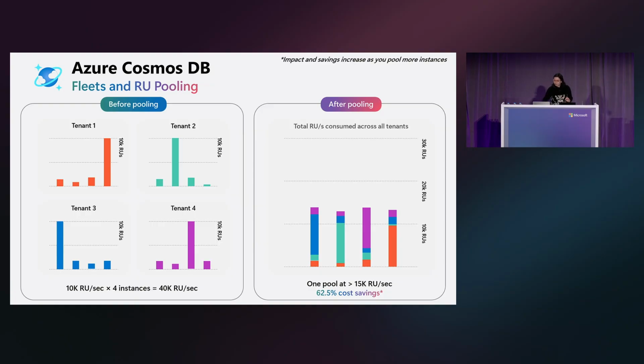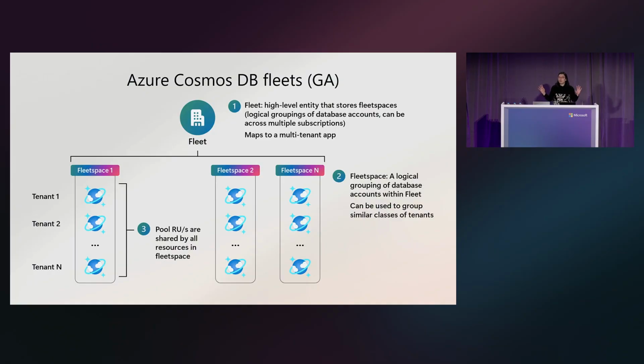In terms of what this looks like, we have a new resource in our resource provider called a CosmosDB Fleet. It's just a metadata container for organization. So it's a high-level entity that you can basically use to group your accounts into a subgroup called a fleet space. Fleet space is basically where you'll set up your pool of throughput.